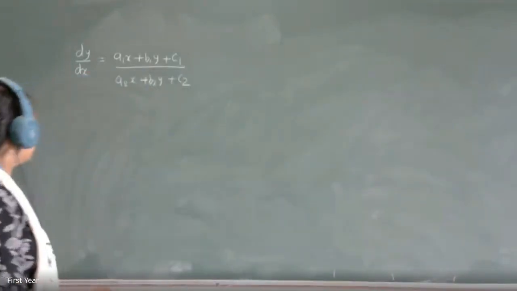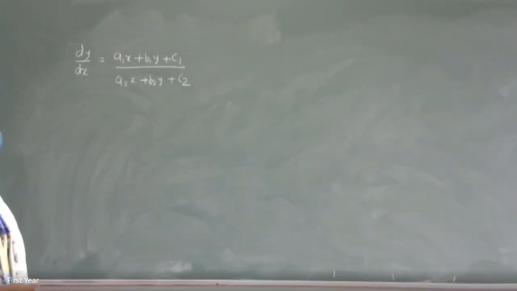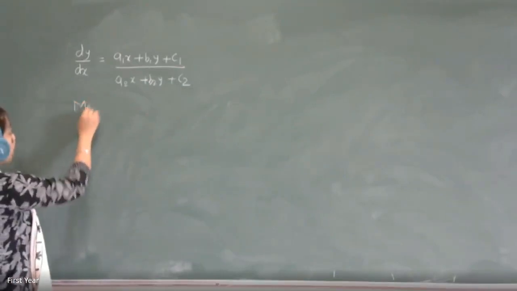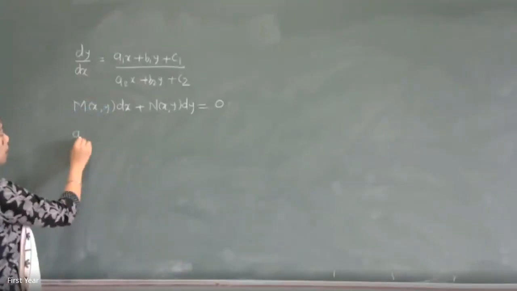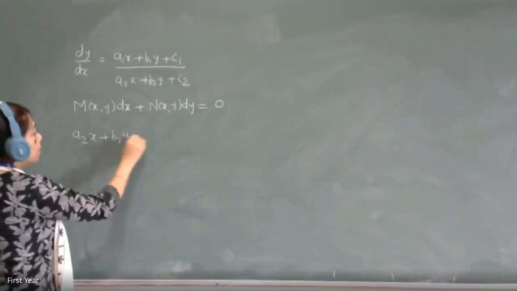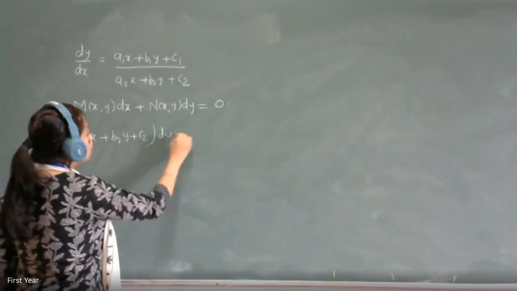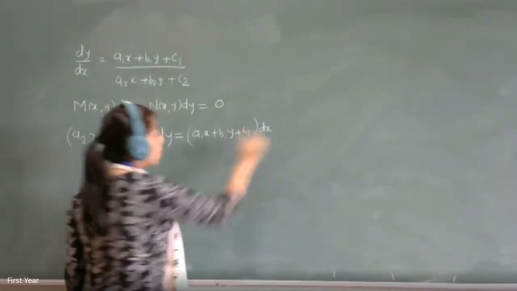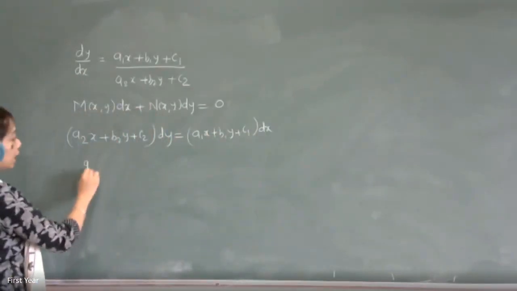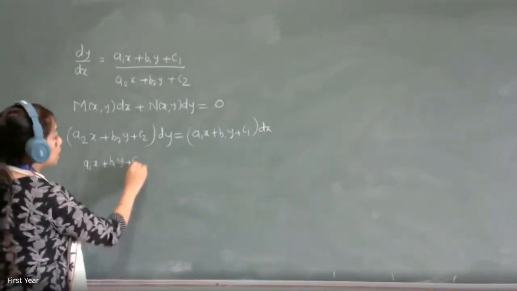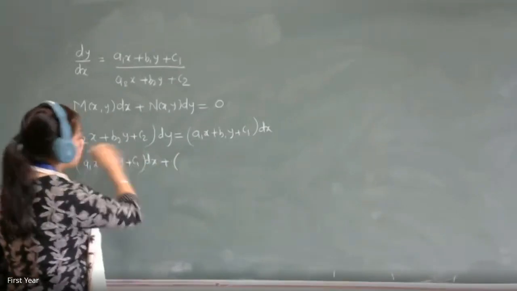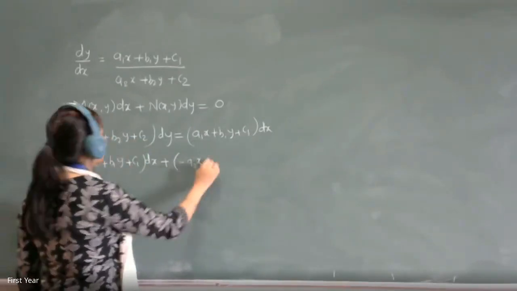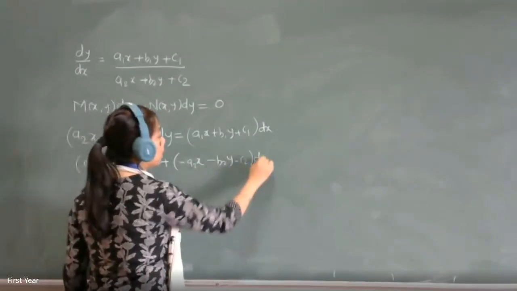Can anybody guess how we are going to do that? What is the form that we require for an exact differential equation? It is the form Mdx plus Ndy equals 0. Very good. So you have to cross multiply it. That means it will be (a2x plus b2y plus c2) into dy is equal to (a1x plus b1y plus c1) into dx. And then take everything on one side, that is quite important. So I'll write (a1x plus b1y plus c1) into dx plus (minus a2x minus b2y minus c2) dy is equal to 0.